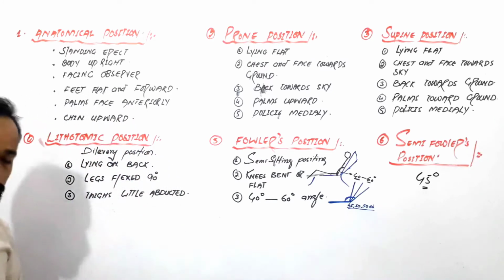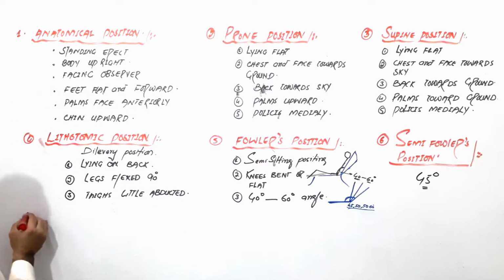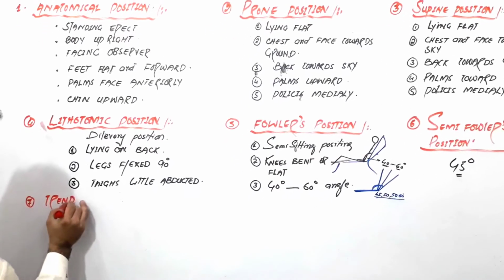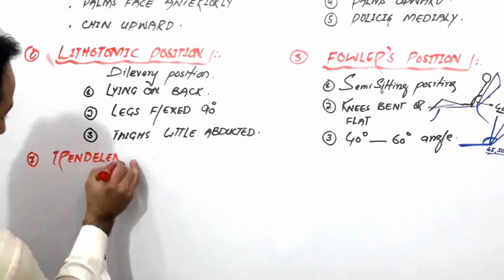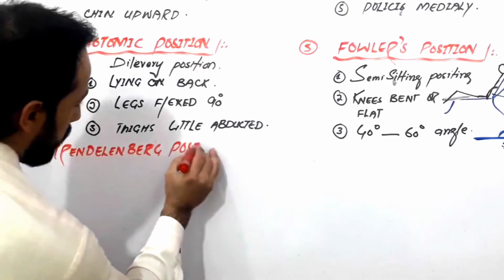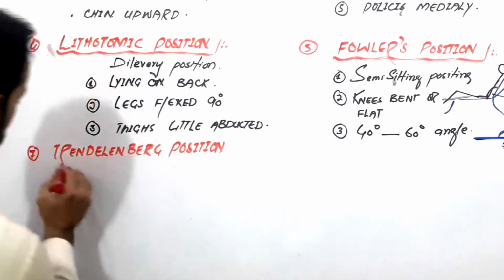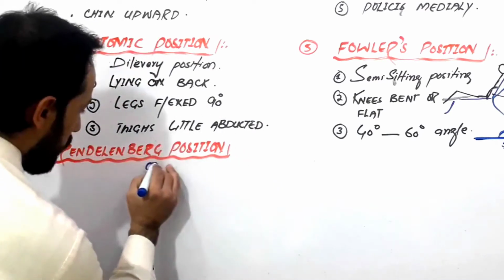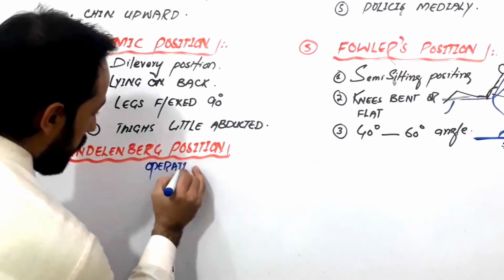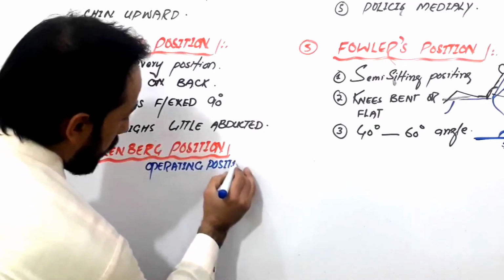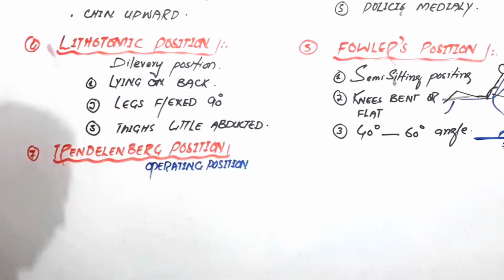So let's go for the next position, the 7th position, that is called the Trendelenburg position. This position is also known as the operating position, or it is a position in which the patient is lying on the operating table or operation table, right?